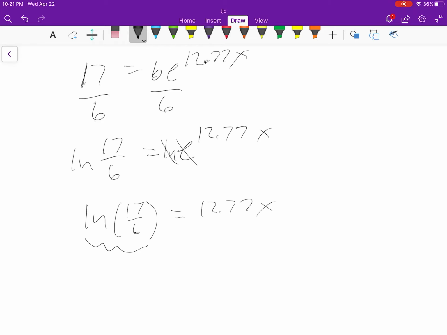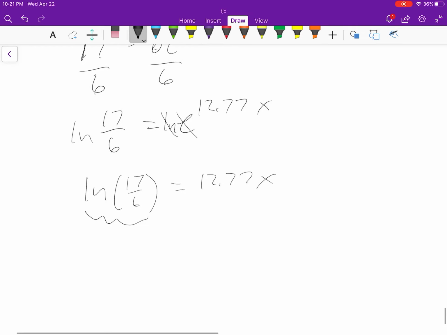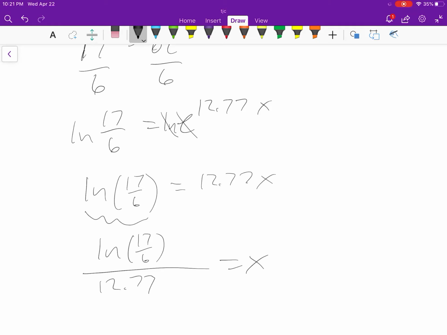So this is a number. Just think of this as a number. In fact, you can plug it in your calculator and get the number. And then you're going to divide that number by 12.77. So we're going to take ln of 17 over 6 divided by 12.77 equals x. When you work this out, this is going to equal 0.08. So what it says is that you have a 17% chance of getting into an accident in a year if your blood alcohol content is 0.08.